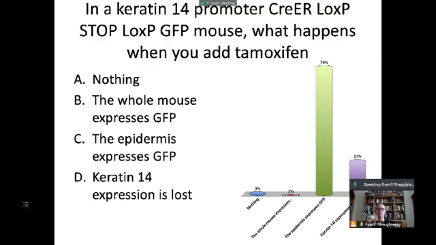So when you see these kinds of questions in the multiple choice or in parts of exams, always look at what the promoter is, so keratin 14 promoter, what's in between those LOXP sites, so LOXP stop, for instance, and then what's being expressed under the control of that promoter, which in this case is GFP, or green fluorescent protein.